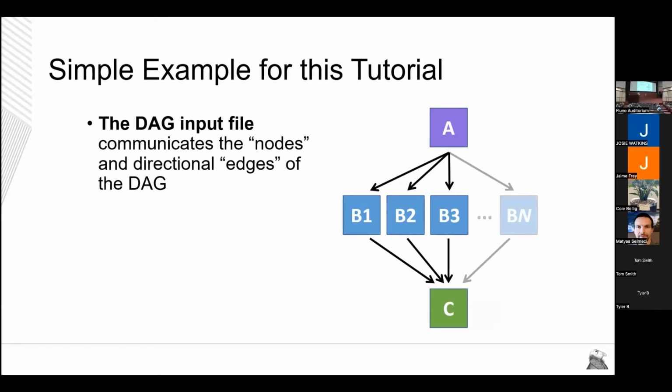And we'll simplify this example just for the sake of simplicity in the example DAG files and submit files that I'll show you. So we'll refer to that first task as A, those middle tasks as B1 through Bn, and I'll frequently just show 3 of them for simplicity, but you could imagine that any of the B nodes in my example DAGs through this tutorial could go all the way to Bn, some n number of jobs there in that middle step, and then a C job. And the DAG input file is going to communicate the nodes and directional edges of our workflow.